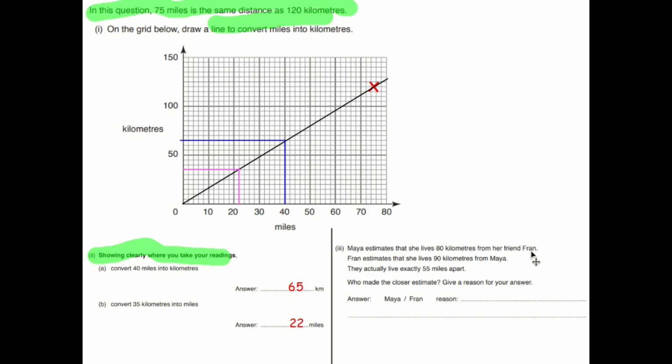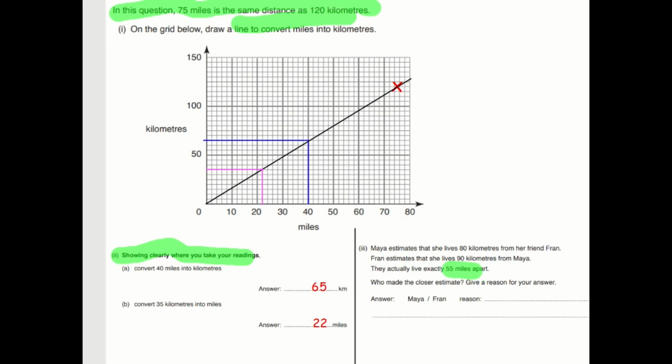Part 3. Maya estimates that she lives 80 kilometres from her friend Fran. Fran estimates that she lives 90 kilometres from Maya. They actually live exactly 55 miles apart. Who made the closer estimate? Give a reason for your answer. So all you need to do is convert them both to the same unit, in this case miles, because this is your reference point. It says in the question they actually live 55 miles apart, so that is the unit that you need to convert it to.